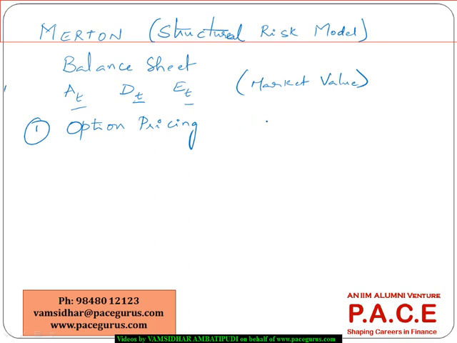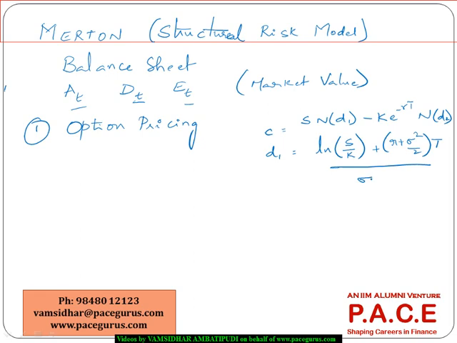Wherein for a typical option on an equity security, we said that the price of the call option is the spot price of the security into some normal distribution N(d1), minus the present value of the strike price into N(d2), wherein we have defined d1 and d2. d1 we have defined as log(S/K) plus (r plus sigma squared by 2) into T, divided by sigma root T, and we have defined d2 as d1 minus sigma root T. This is what we had as a part of the Black-Scholes option pricing formula.